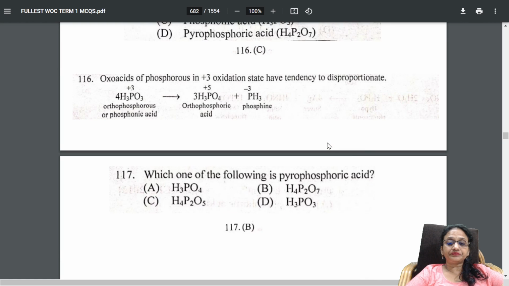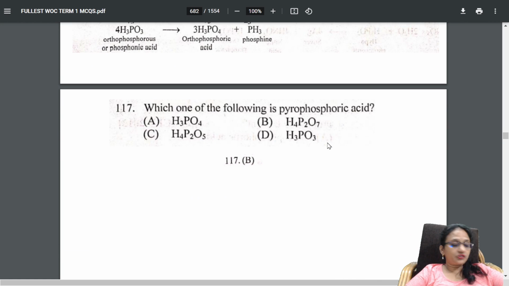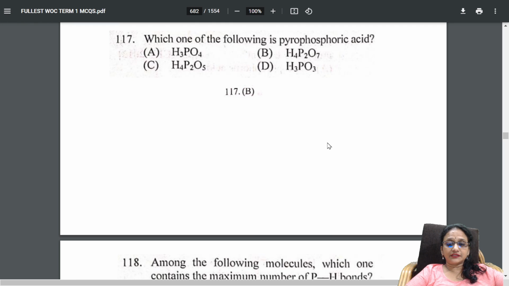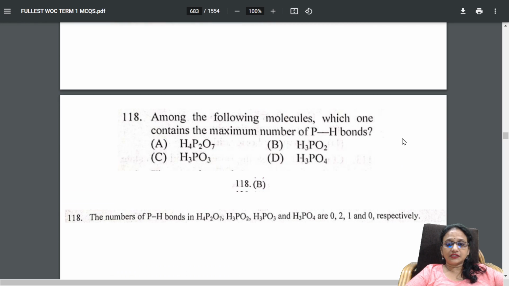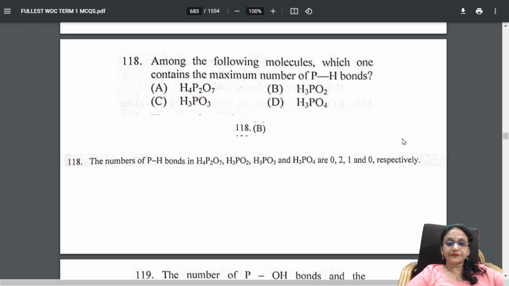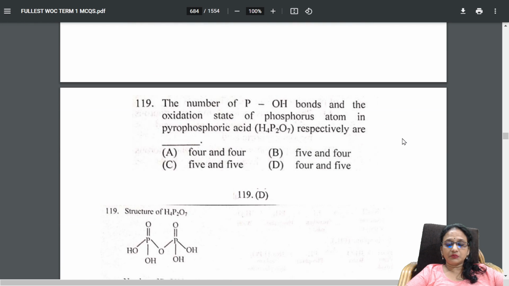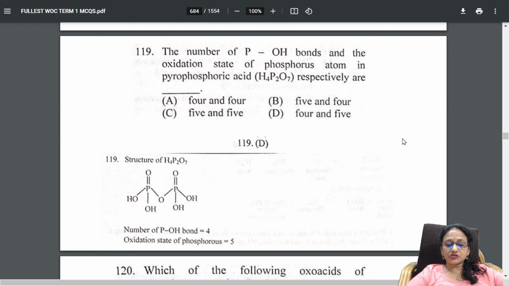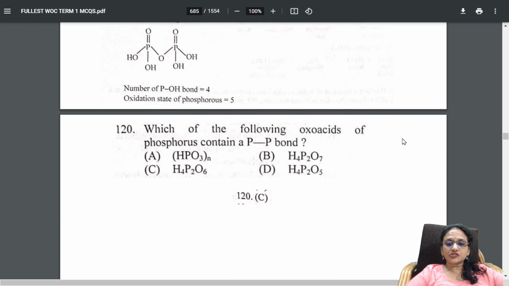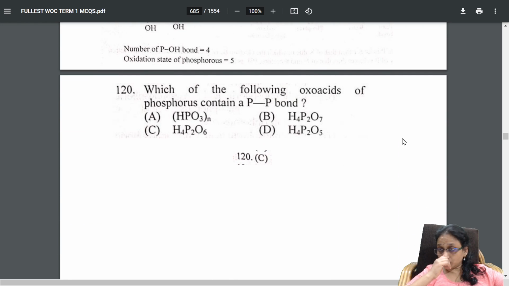This is also given. Pyrophosphoric acid. Okay. Yes, maximum number of P-H bonds in which one? P-OH structures are very important. State board students, remember. Which of the following oxoacids of phosphorus contain a P-P bond? Okay, right.